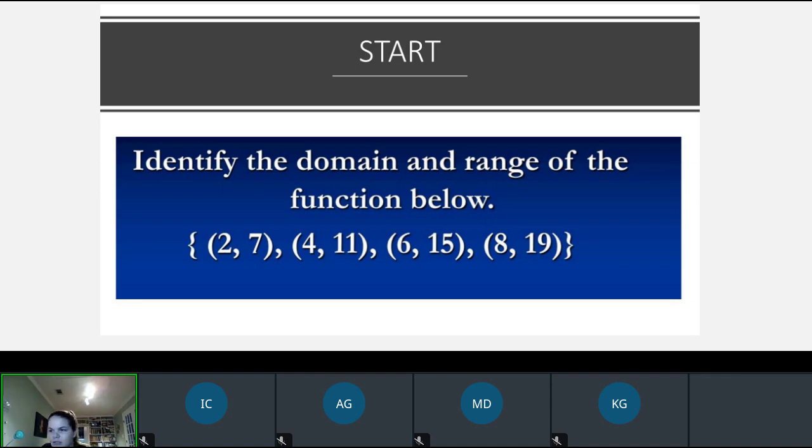Actually, I wonder if I have this. I am going to, let's see if I can. Yeah, no, Elijah, you were right. 2, 4, 6, 8 is your domain. That's right. Very good.